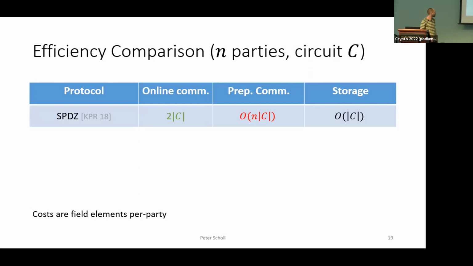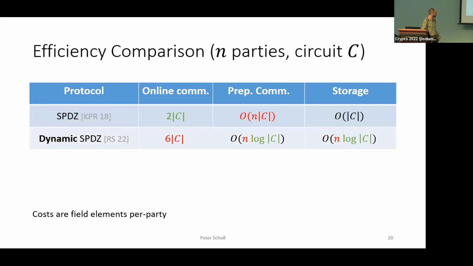I'll just end with a little bit on the concrete, or even asymptotic, efficiency of this. So the baseline we look at is the classic SPDZ protocol with one of its variants of preprocessing based on homomorphic encryption, where the main communication cost in the online phase is around 2 field elements per party per multiplication gate, while the preprocessing scales linearly with both the number of parties and the circuit size. And our dynamic SPDZ protocol vastly reduces the cost of the preprocessing to be only logarithmic in the size of the circuit by using these PCGs.